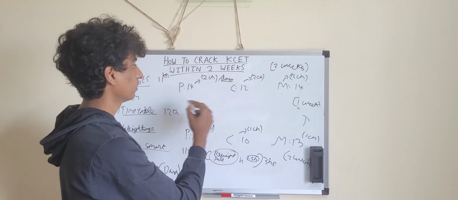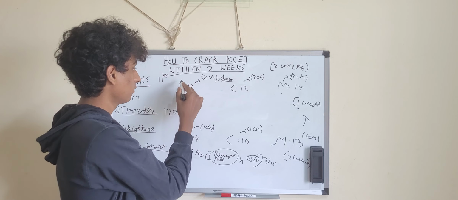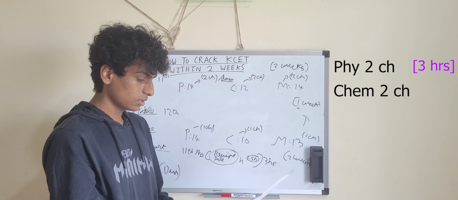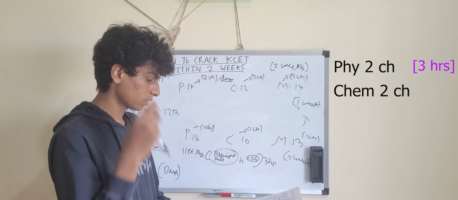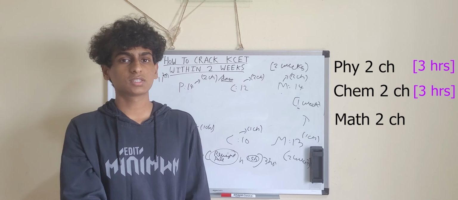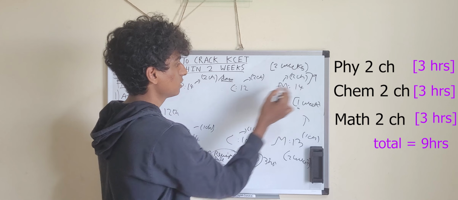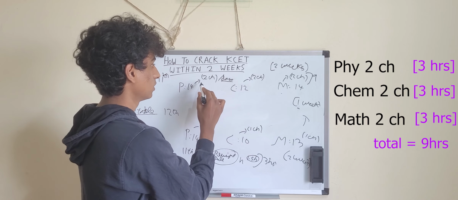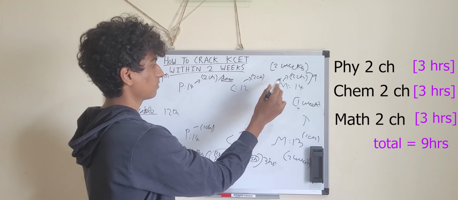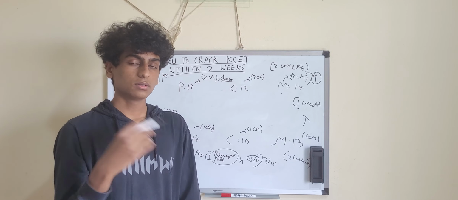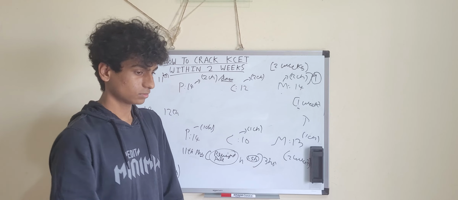And you will be done with, for example, physics 2 chapters will take 3 hours of the day, and chemistry 2 chapters will also take 3 hours of the day, and maths 2 chapters will also take 3 hours of the day. That is a total of 9 hours. You are done with 6 chapters from physics, chemistry, and maths 11th. Now that 9 hours of the day are done, you still have like 7 hours left.